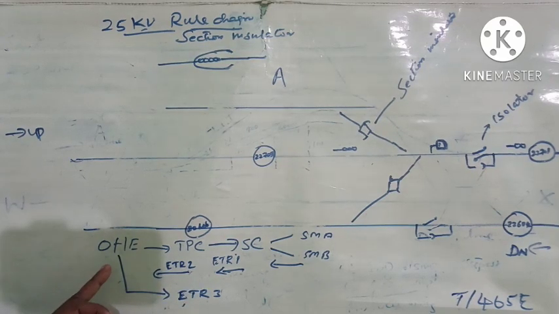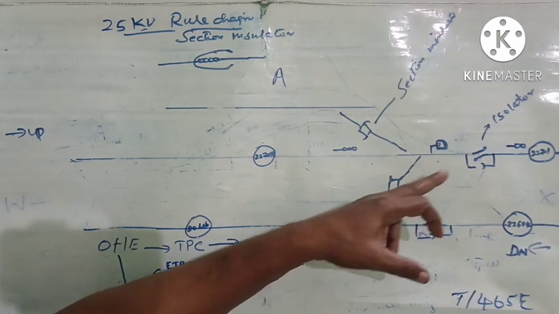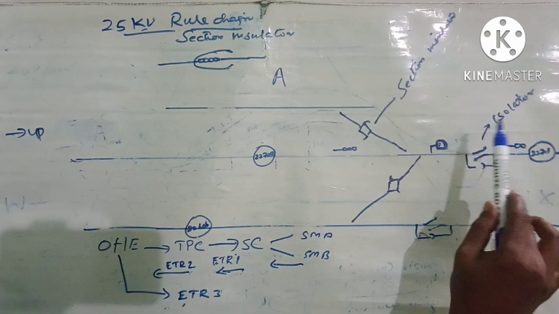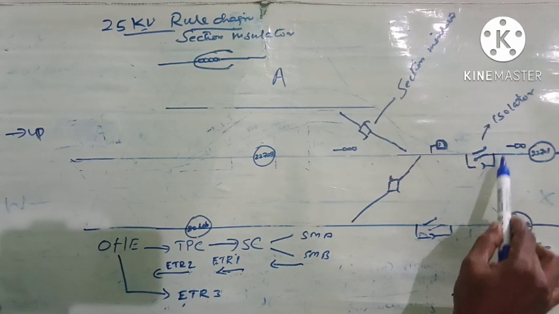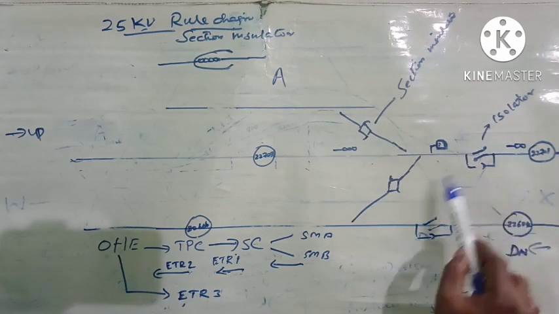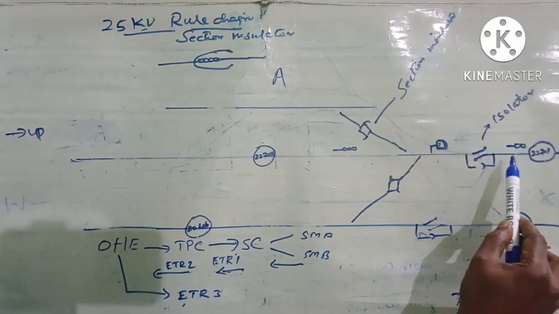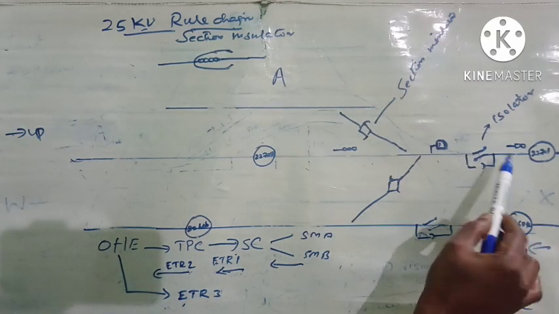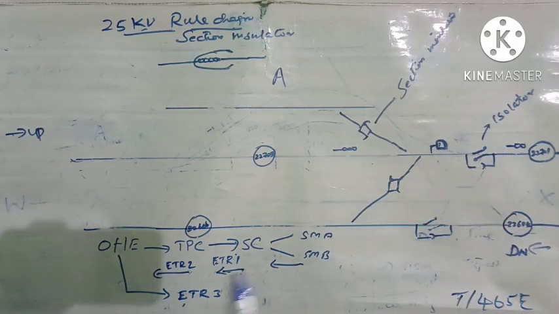On getting the information from TPC, OH staff will issue ETR-3 to the engineering official in charge of this work, maybe the SCPA. This ETR-3 is called permit to work. Though the power has been switched off, the line will also be earthed before handing over this ETR-3 to the engineering official.